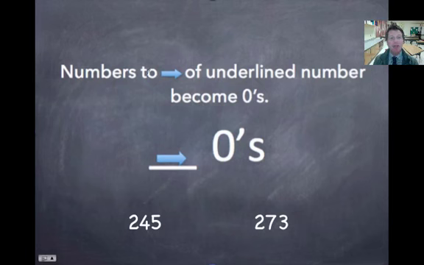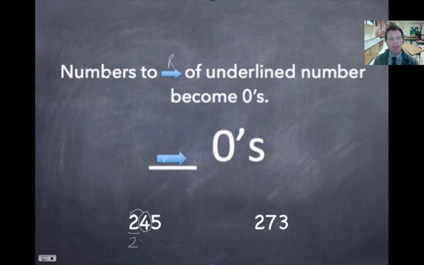The numbers to the right, put an R for right, of the underlined number become zeros. So we have a picture here of an underlined number, to the right become zeros. So what does that mean? Let me show you. So we underline, we circle, we ask that number, hey 4, do you have power? 4 says no, but he still pushes and tries and tries and tries, but he can't. So he turns into a 2.